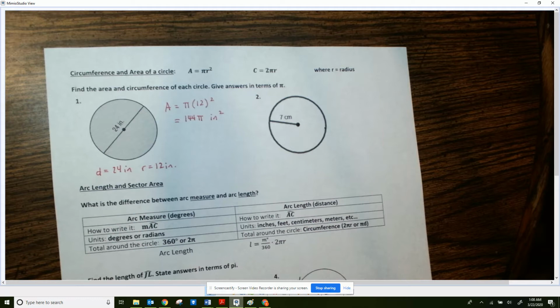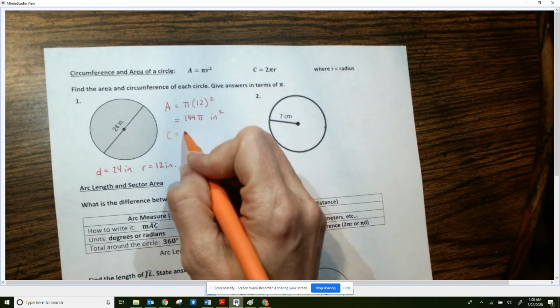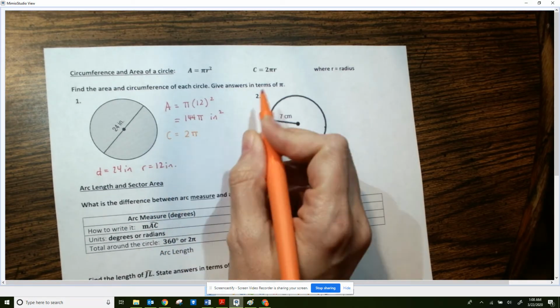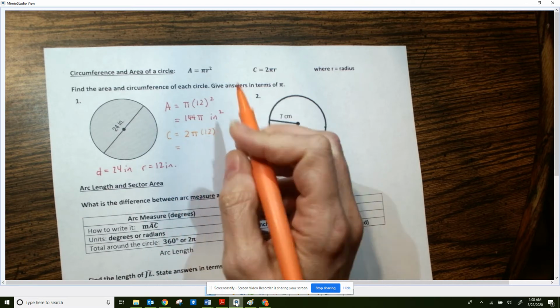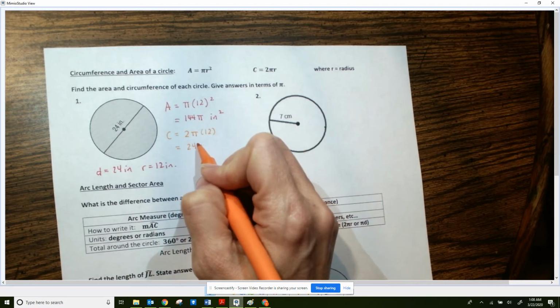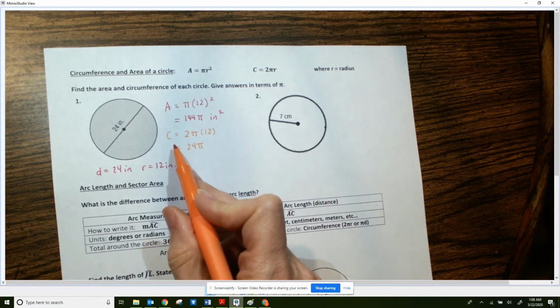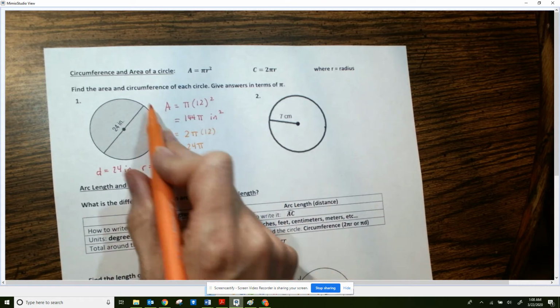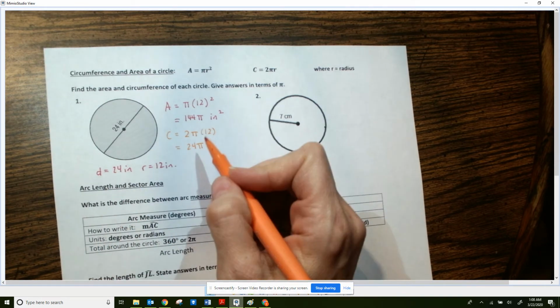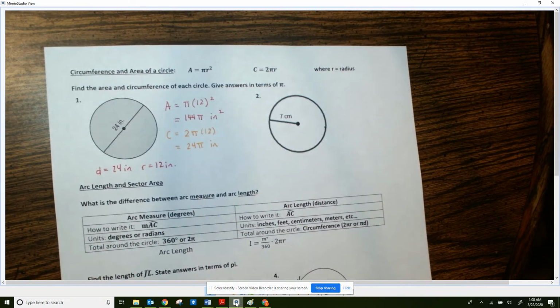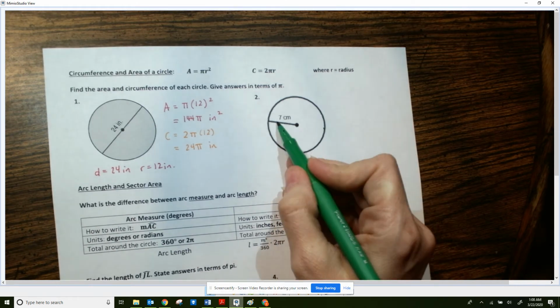To find circumference, we're going to do 2 times pi times the radius, which again is 12. And if we multiply 2 times 12, we get 24 pi. And circumference is basically the perimeter of a circle. So it's just the outside around. It's a one-dimensional measurement. So it's just going to be inches, whereas area is two-dimensional, and that's why we have inches squared.